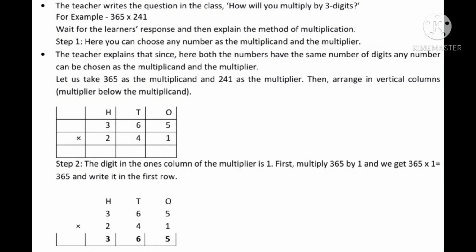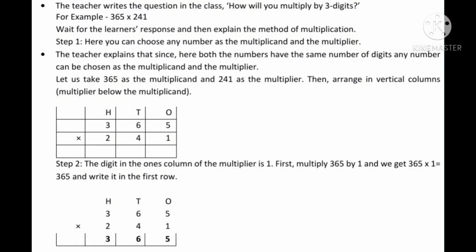The teacher writes the question in the class, how will you multiply 3 digits, students? For example, she writes the sum on the board, 365 into 241. Now listen, always whenever you write a question on the board, do not start immediately solving the question. Always wait for the learner's response, elicit answers from them and then explain the method. Okay, so here also the teacher waits for the learner's response and then explains the method of multiplication.